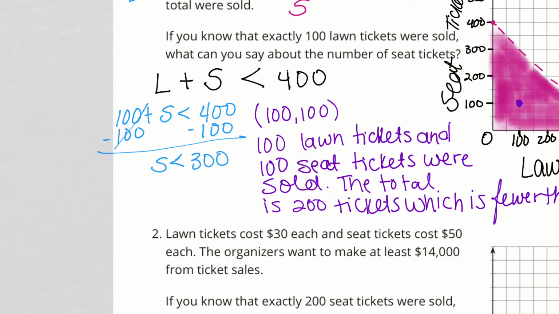Okay, what does that mean? The S value is below 300. What's S stand for? Seat tickets. So fewer than 300 seat tickets were sold. Excellent, yes. Fewer than 300 seat tickets were sold.